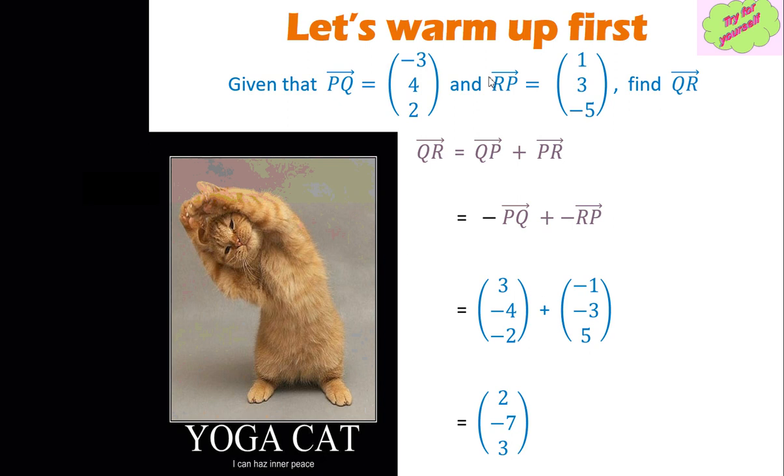And they are fine with a column vector, so they didn't ask you to turn it into ijk form. If it was ijk form, you would go 2i minus 7j plus 3k. But this is a nice column vector, so just leave it like that.